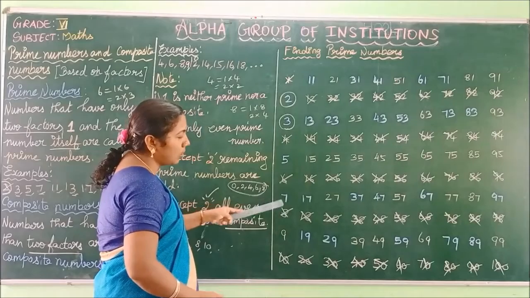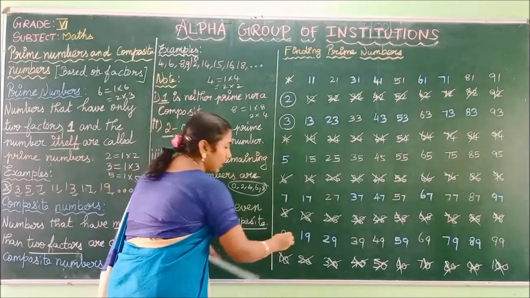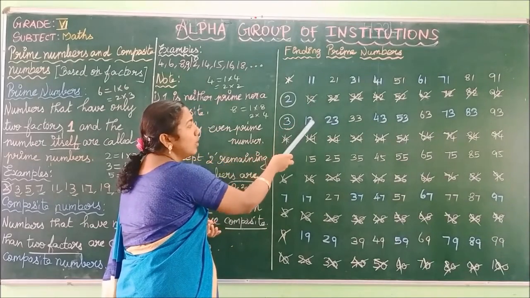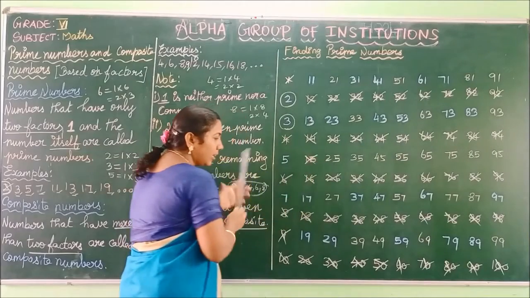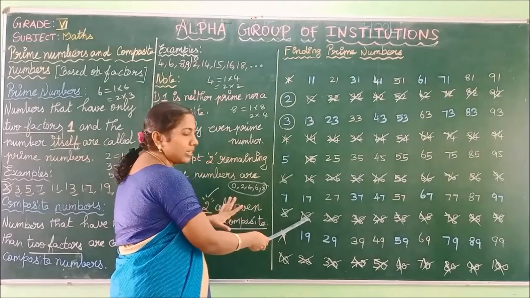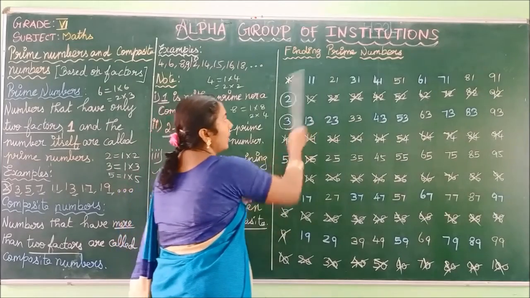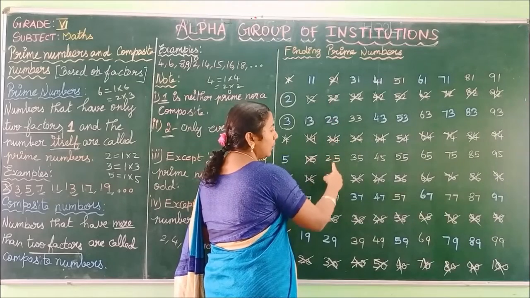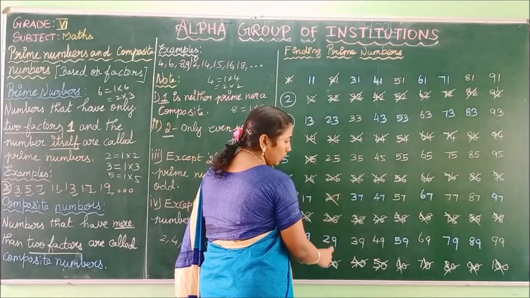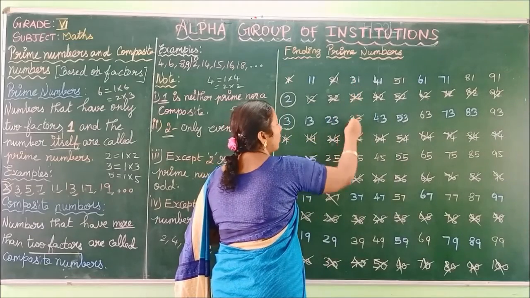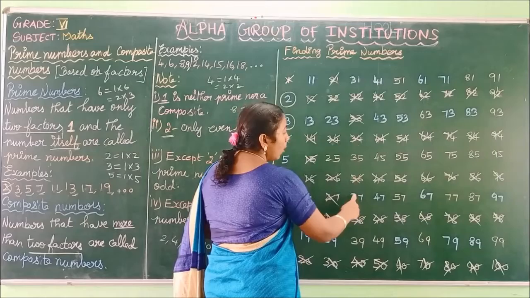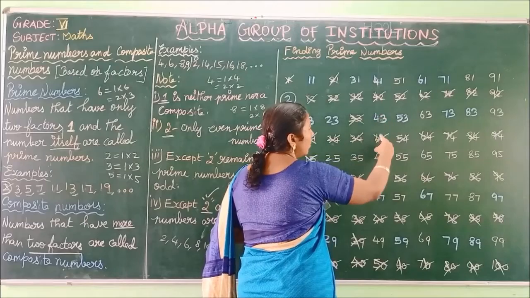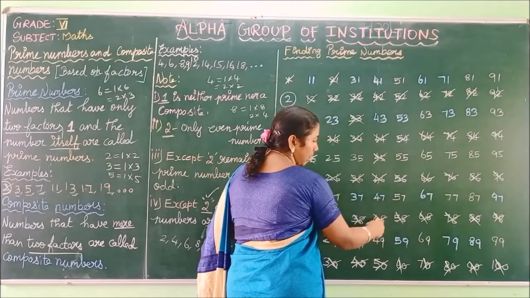Next count 3. 1, 2, 3. 9. It is a multiple of 3. Cancel it. Again count 3: 1, 2, 3. Already cancelled, so leave it. Next 1, 2, 3. Cancel it. It is a multiple of 3. 1, 2, 3. Cross out. Some are already cancelled, so leave them. Some are new multiples, so cross them out.